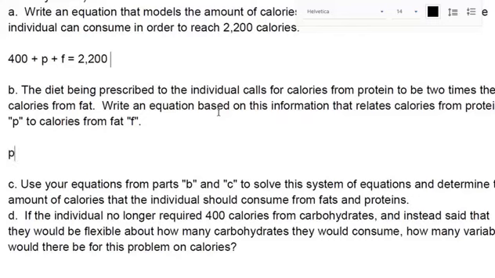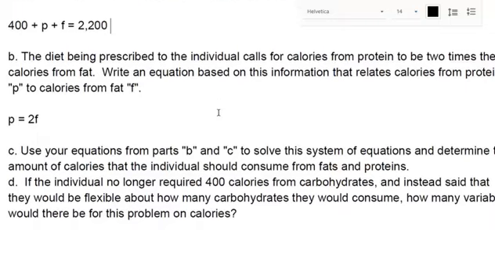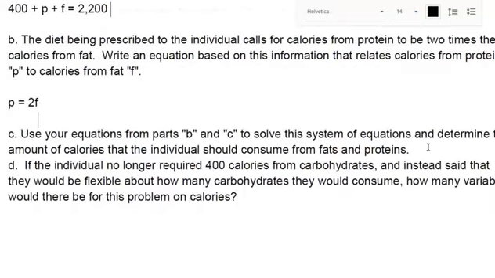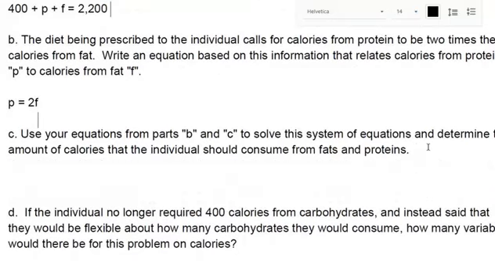So to make an equation for that, I'm going to write this. It says protein is 2 times the amount of fat. Okay. And so, yeah, that's it for Part B. I made an equation. And Part C asks you to do what we're doing in the textbook this week, to apply both of these and do a system of equations problem.